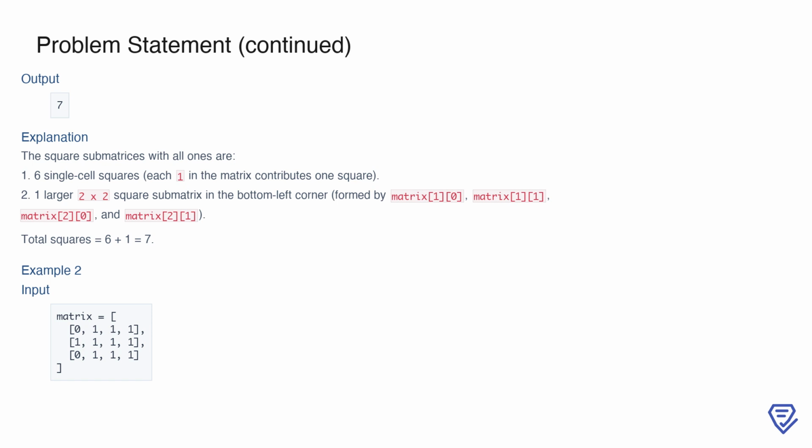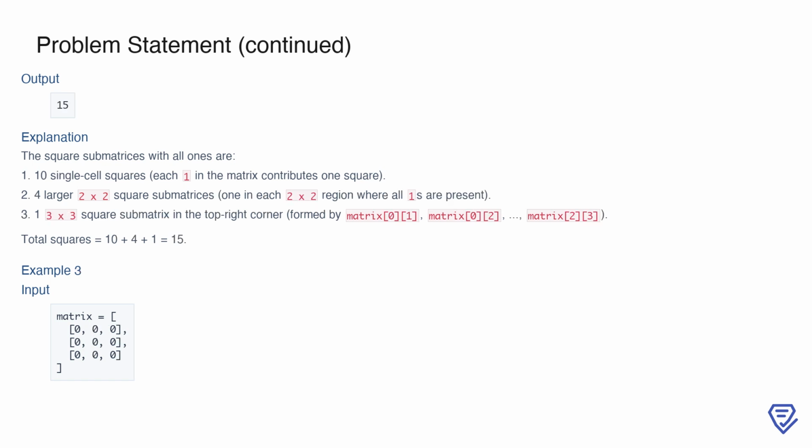Then, there is one larger 2x2 square submatrix in the bottom left corner, formed by the group of ones at positions (1,0), (1,1), (2,0), and (2,1). Adding these together, we get a total of 7 square submatrices. This example demonstrates how we count both small and larger squares to arrive at the final total.